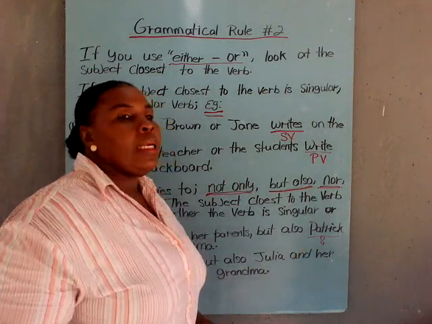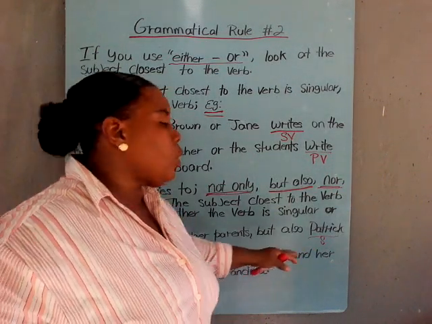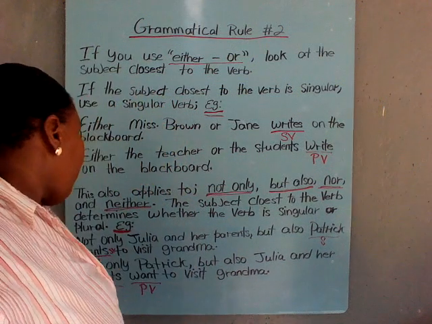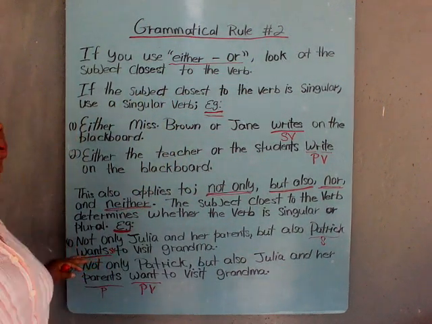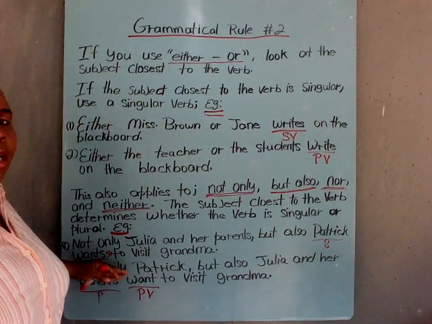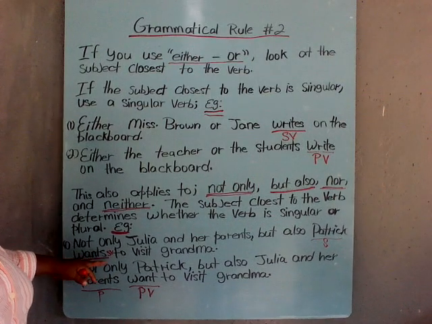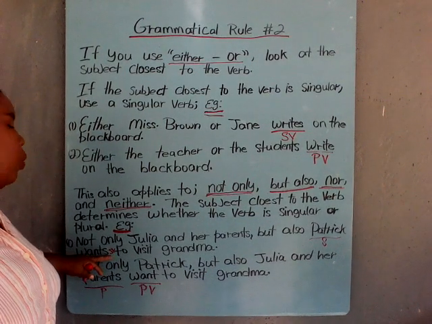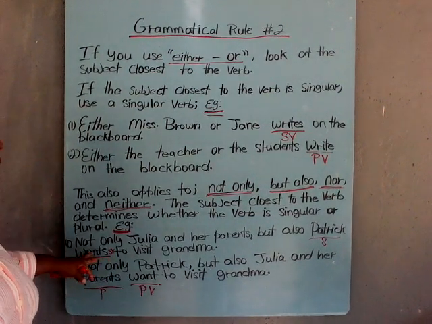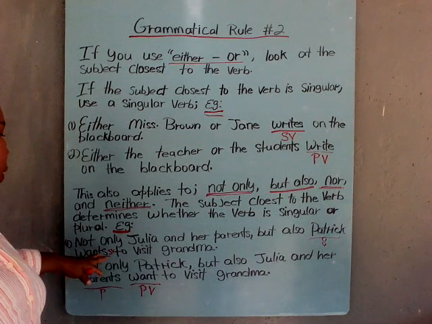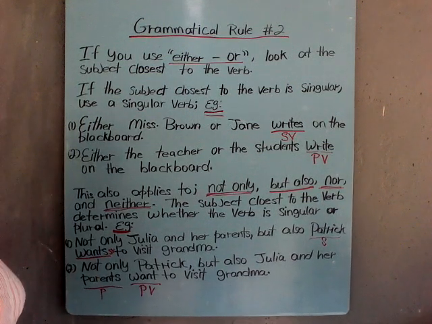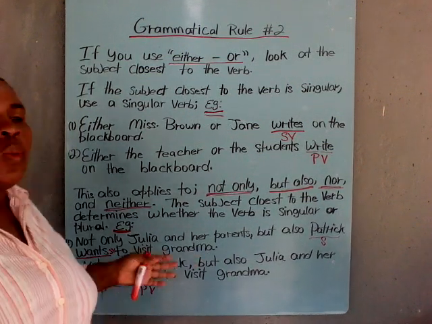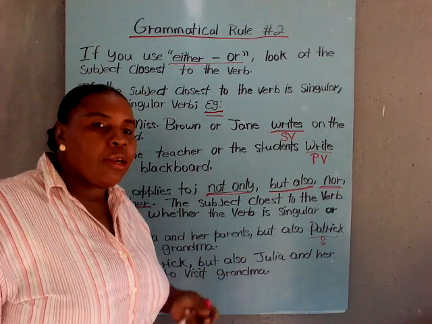Patrick is singular and it is also the subject. So we're going to be using a singular verb. So wants would be the singular verb, just as I've underlined it here for you. I've also written SV indicating that this wants is a singular verb.